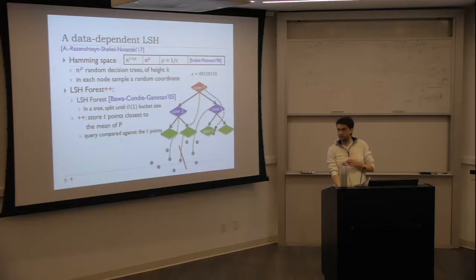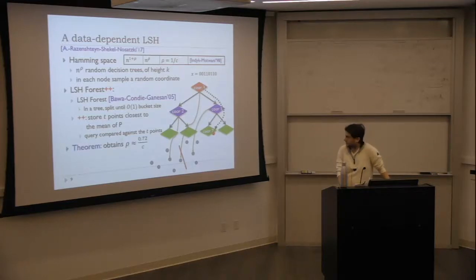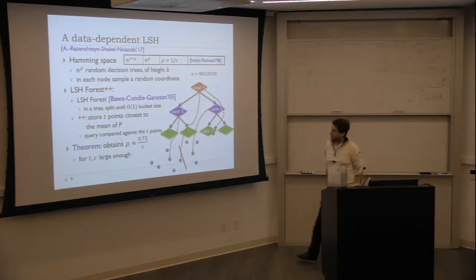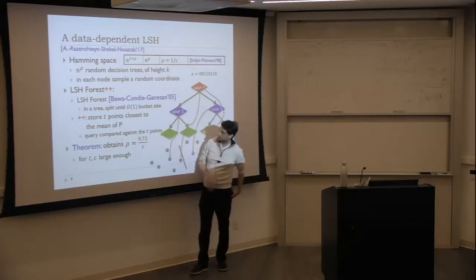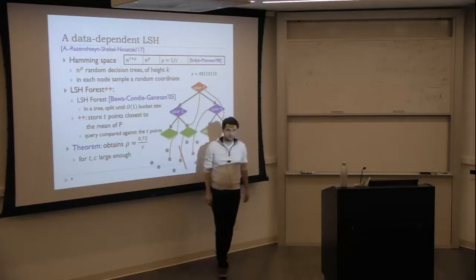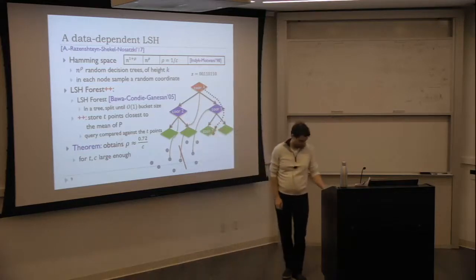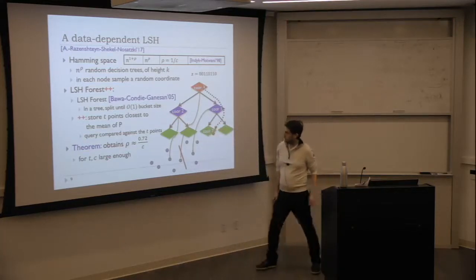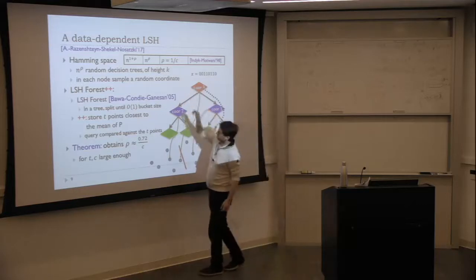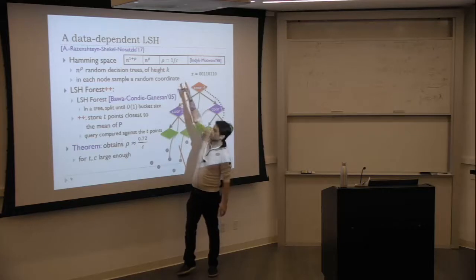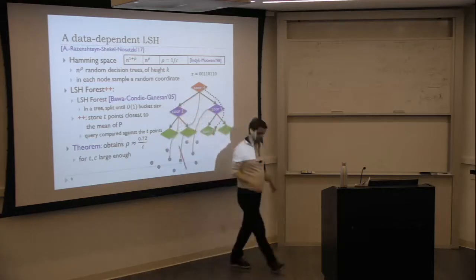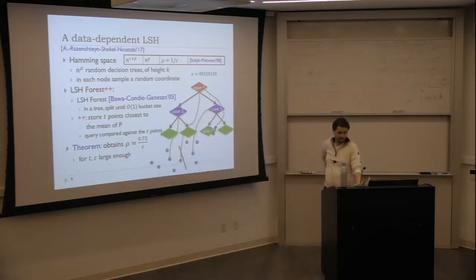Okay, so it feels like minimal modification. So the theorem is that you can obtain rho, which is equal to something like 0.72 by c, as long as c and t are large enough. And you can actually get something better than 1/c, and even for t equals one, you get an improvement over 1/c, some constant, 0.9 by c.